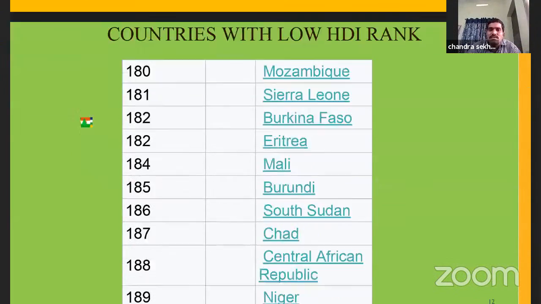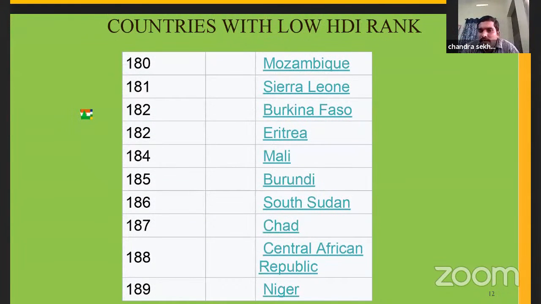So here are some other 10 countries who have the lowest Human Development Index ranks. Out of 189 countries, Niger got last place. Niger is the last, 189th country. So it shows that Niger is lagging behind all 188 countries in the world. It has low per capita income, low educational facilities, and low health and medical facilities.